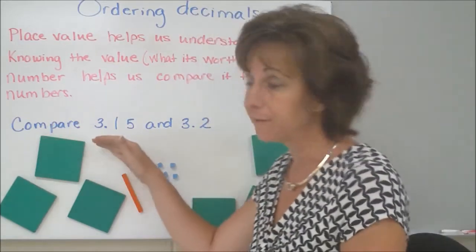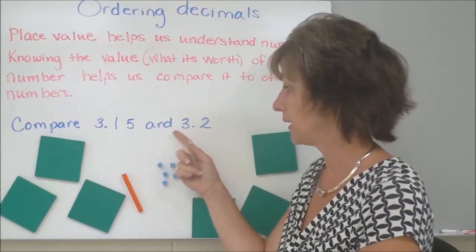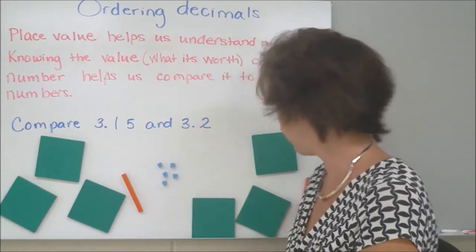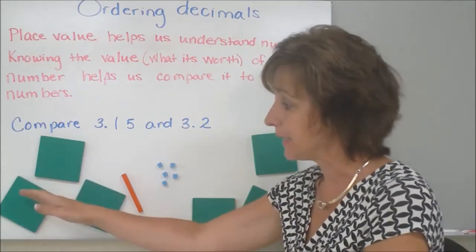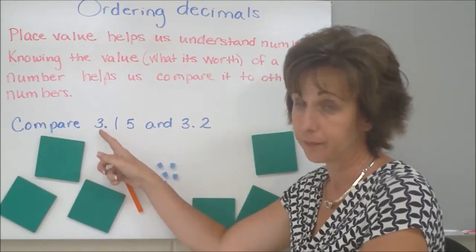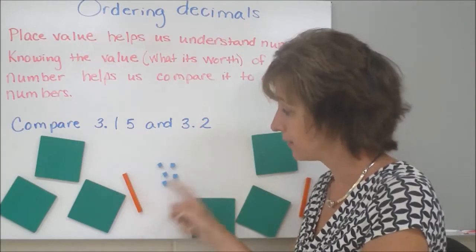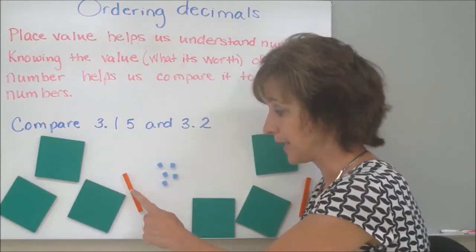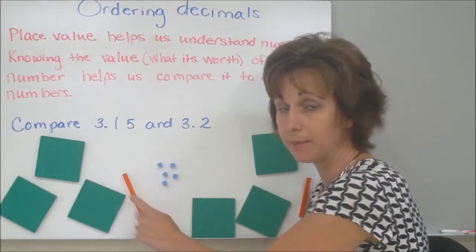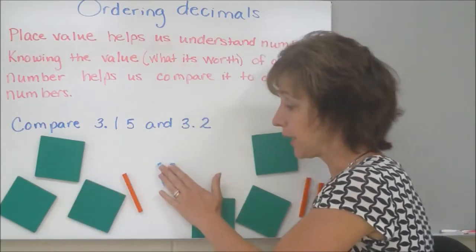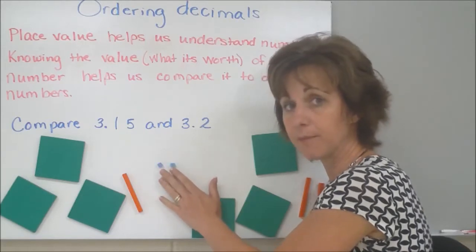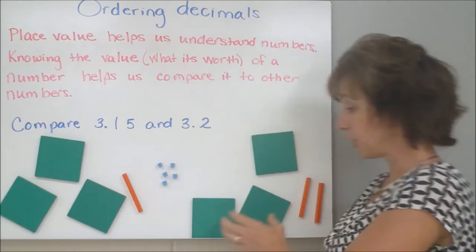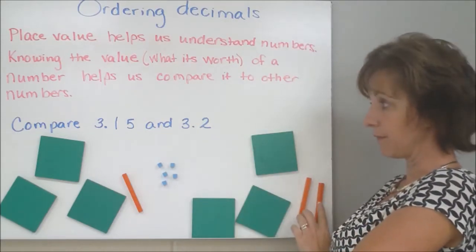Compare 3 and 5/100ths and 3 and 2/10ths. Which of these would be more? 3 is a whole number, 1/10 and 5/100ths. Remember that we call these tenths because it takes 10 of them to make a whole. We call these hundredths because it takes 100 of them to make a whole. 3 and 5/100ths compared to 3 and 2/10ths.